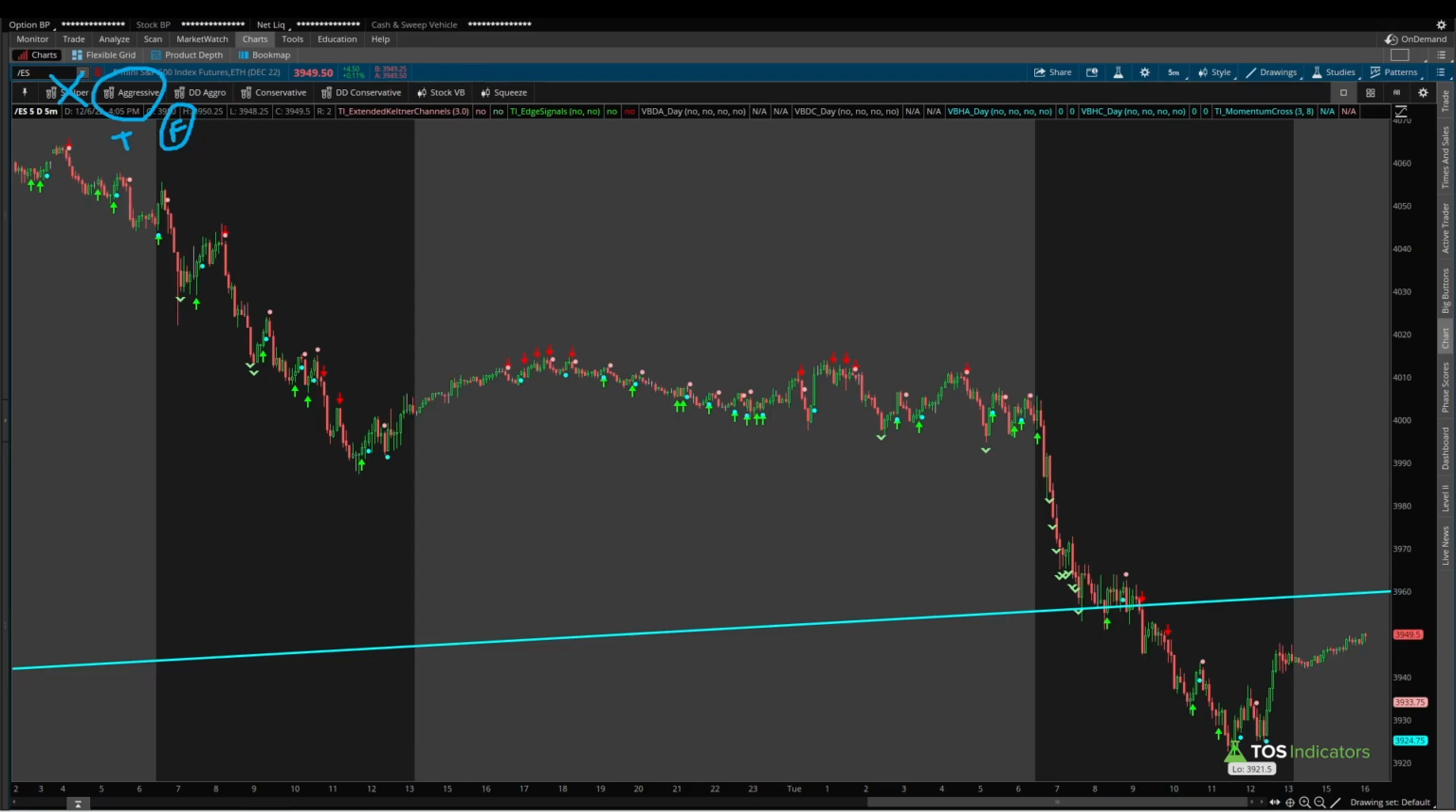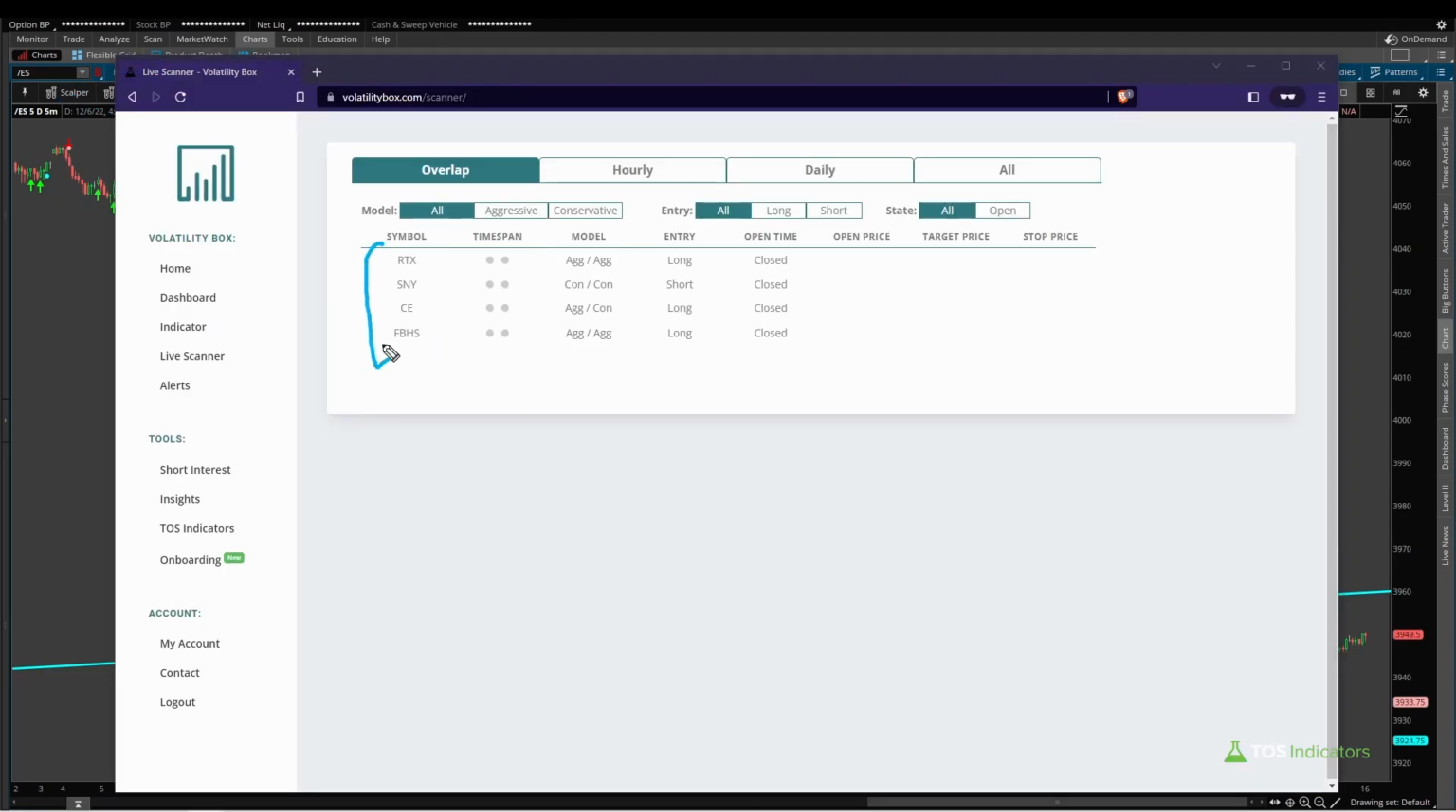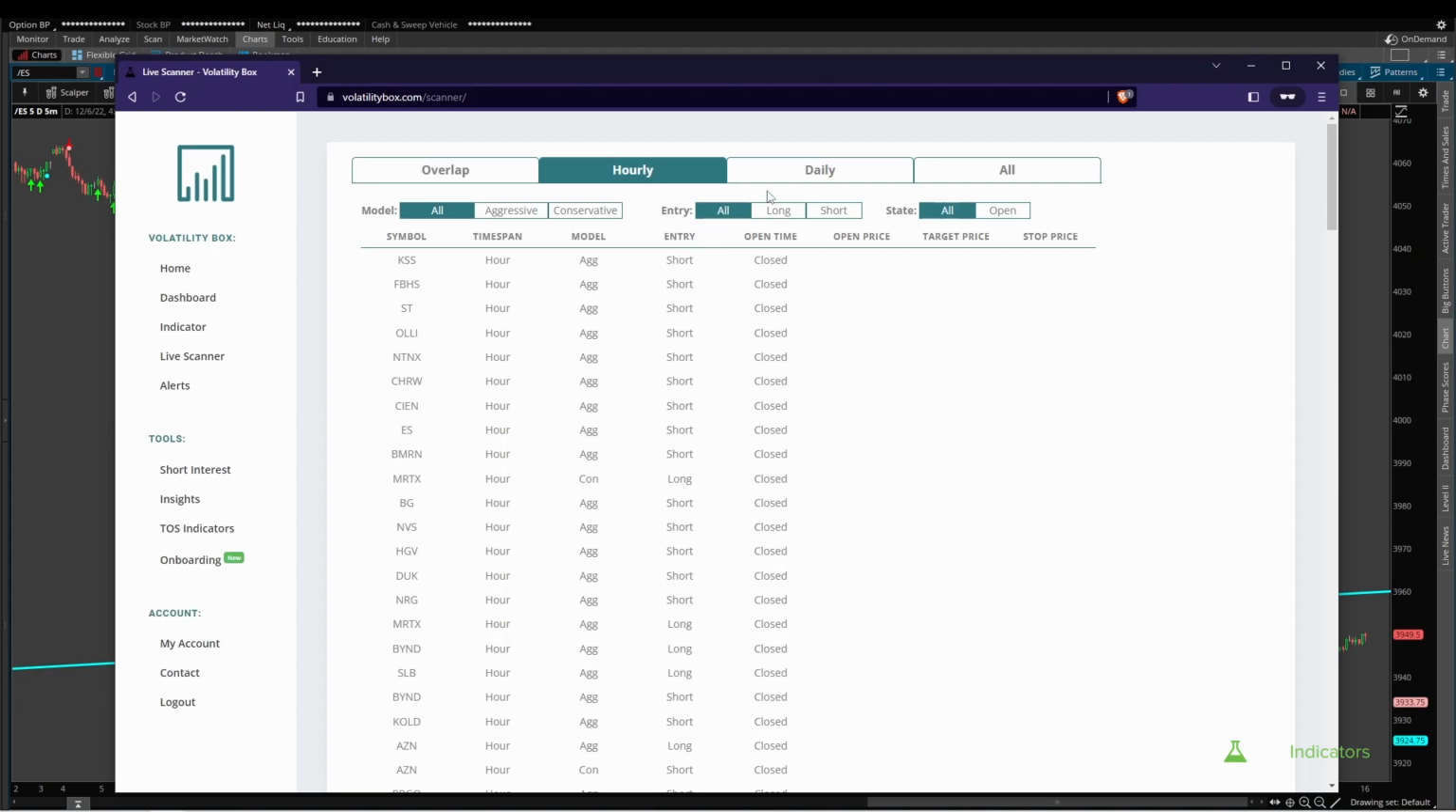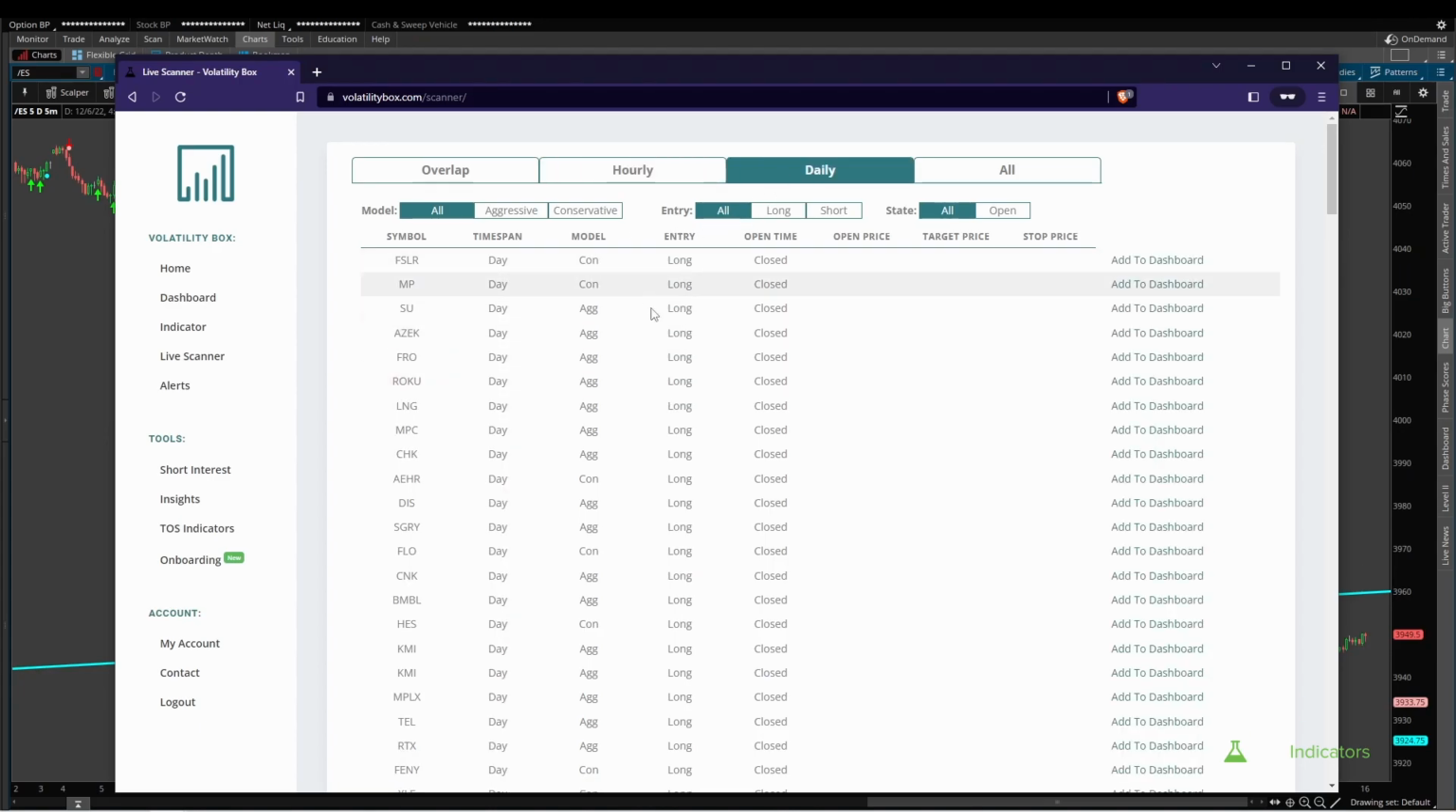And for fade setups, we had 4 nice, easy, clean setups that the overlap tab had found for us. Out of these 4, 3 were actually good and tradable. SNY, not really tradable at all. If instead of any one of these 4 stocks, you were looking for other opportunities, the hourly and the daily volatility box models live scanner tabs each gave you their own set of trade setups that you could use and filter using either your own setup or the momentum signal setup that I just applied as well.